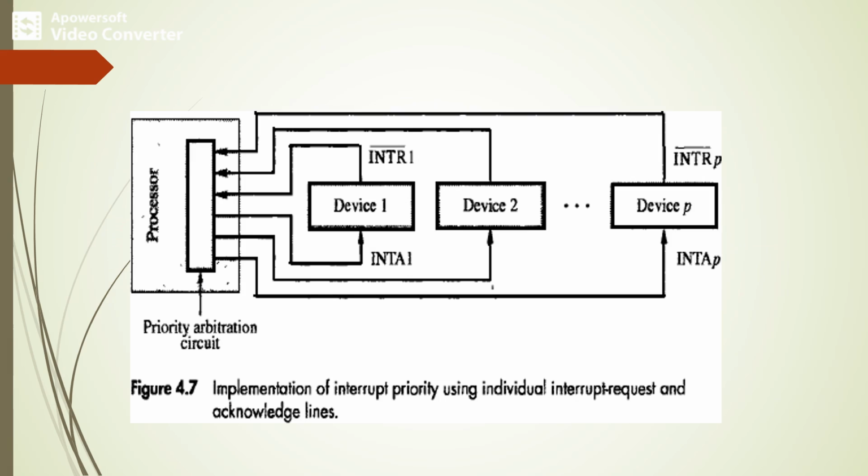The second scheme is the implementation of interrupt priority using individual interrupt request and acknowledge lines. Devices are organized into groups and each group is connected at a different priority level. So each individual device has its own priority. The priority arbitration circuit checks the priority assigned by the processor. Depending upon that, the respective device will get service from the processor.